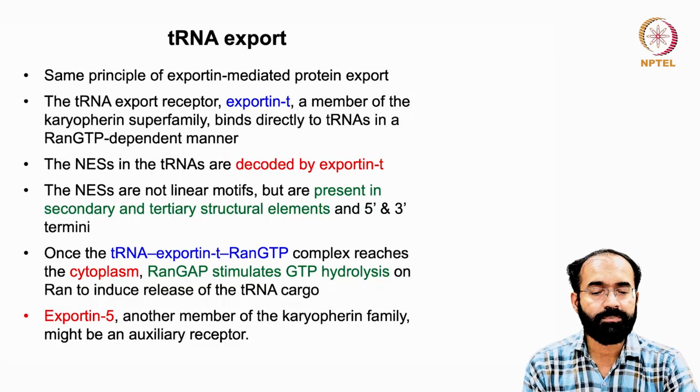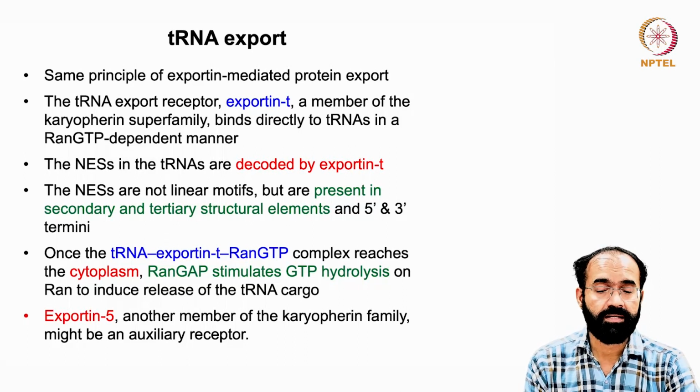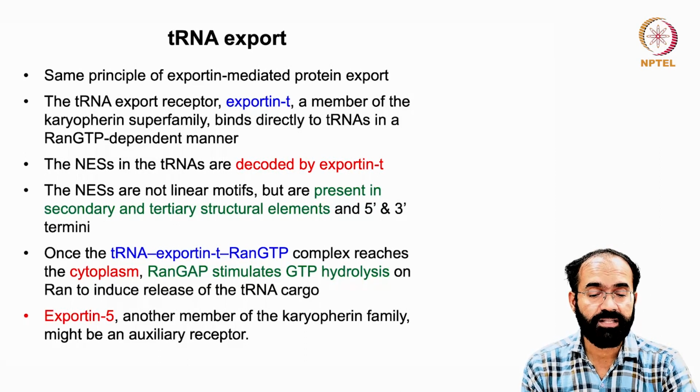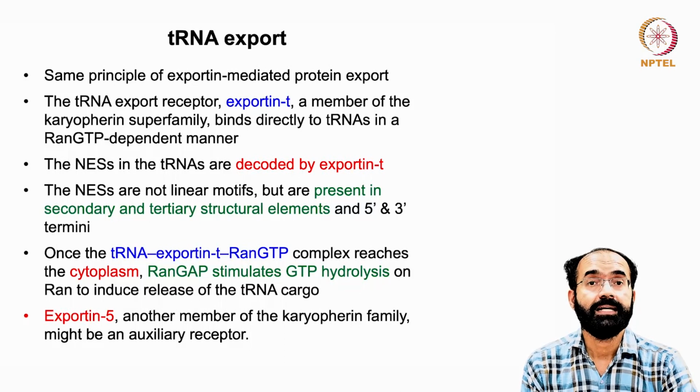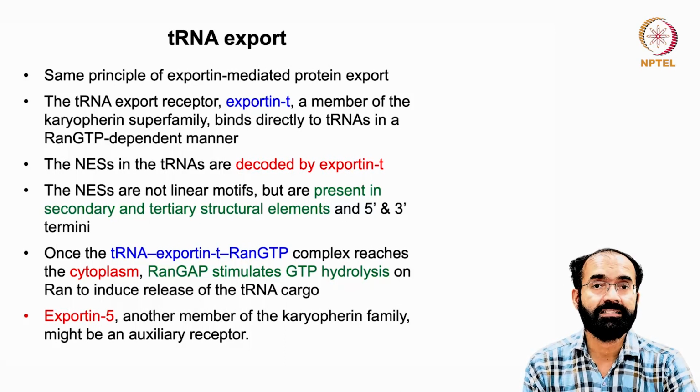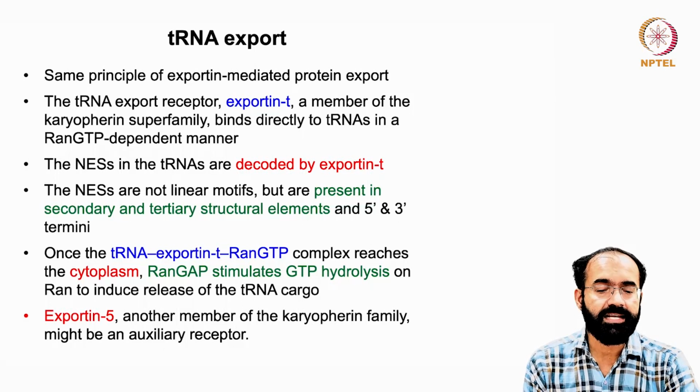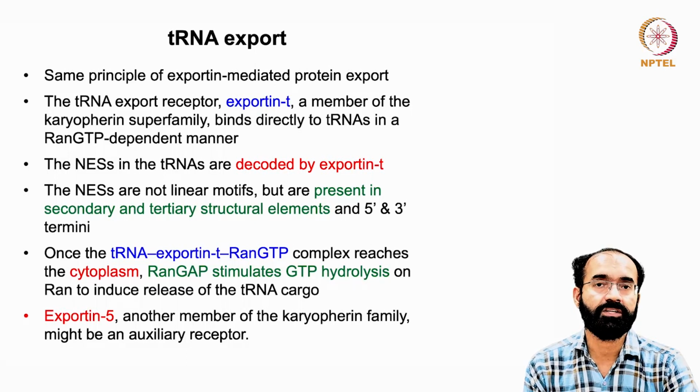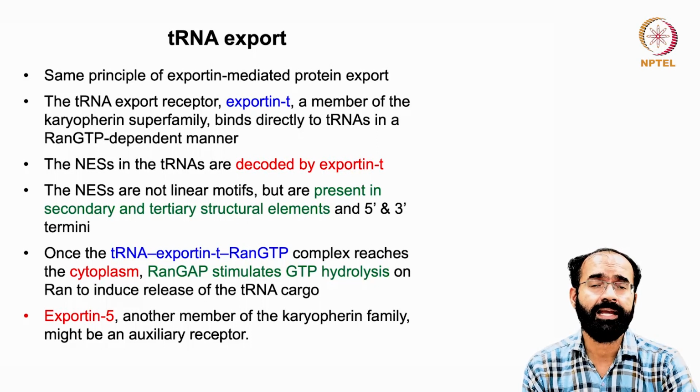So the nuclear export signals in the tRNAs are decoded by exportin T. So this decoding is very important, because without exportin T, the tRNA's nuclear export signals cannot be read. So exportin T's role is to identify the right cargo. So the NES, nuclear export signals, are not just a linear motif, not like U, C, A, U, like the poly A signal you saw, which is A, U, A. So it's not like that.